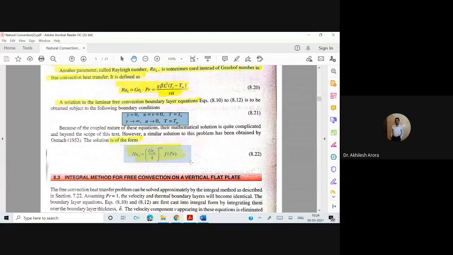Nusselt number, the functional relationship is shown here. The local Nusselt number is equal to the local Grashof number divided by 4, raised to power 1 by 4, and there is some functional dependence upon the Prandtl number. So this is the form of the final solution which we get. But this is not the final answer; this is only showing the dependence of the local Nusselt number on the Grashof number and the Prandtl number.